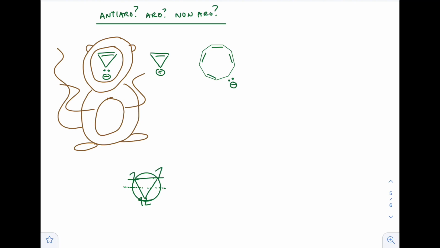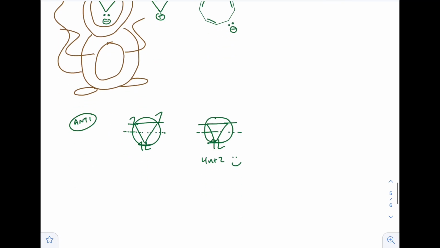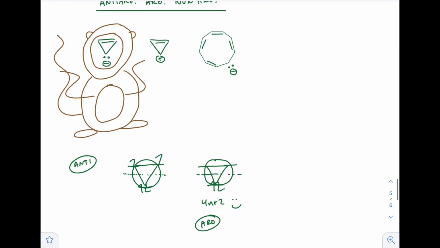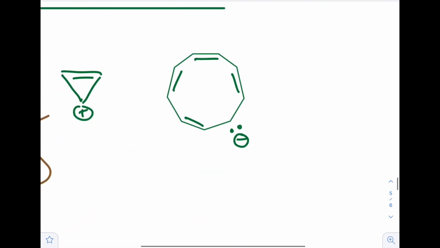Anyway, you can see that this particular compound is anti-aromatic because we have 2 electrons in the antibonding region. And it follows that 4n pi electrons formula, right? 4n plus 2 for the cation, though, cyclopropenium ion.